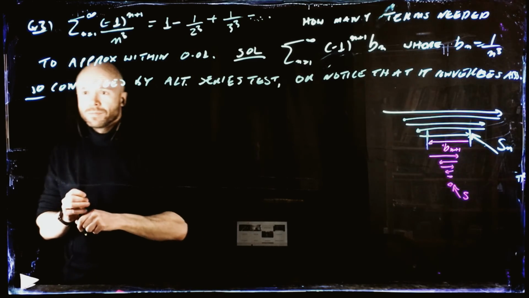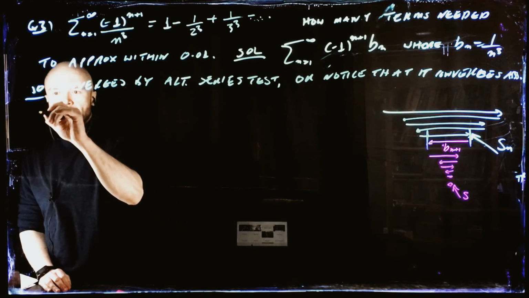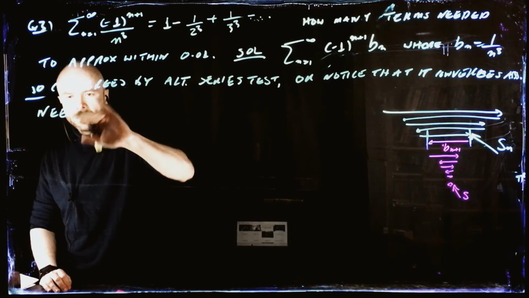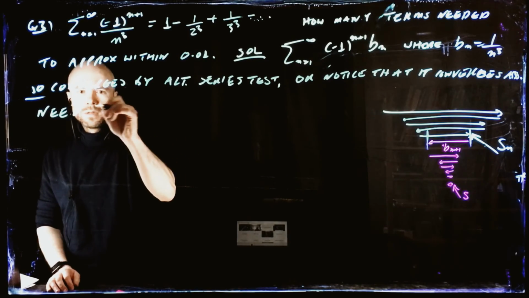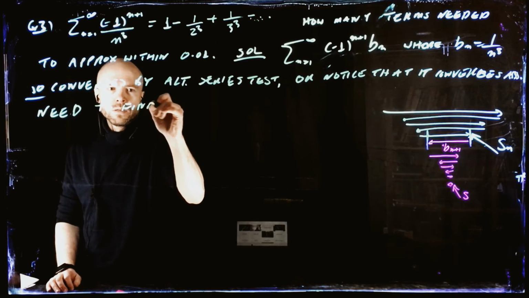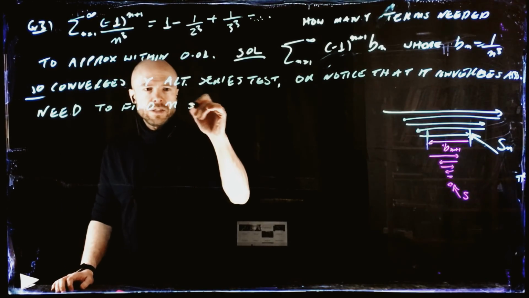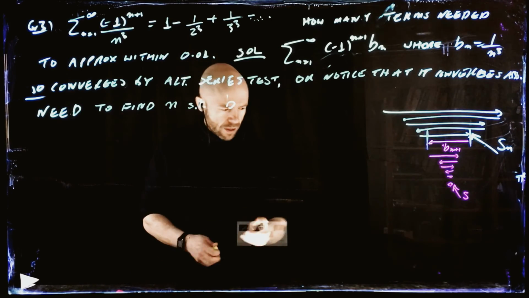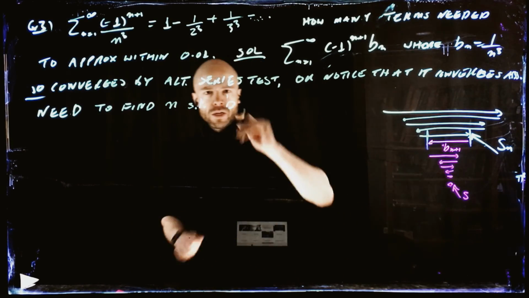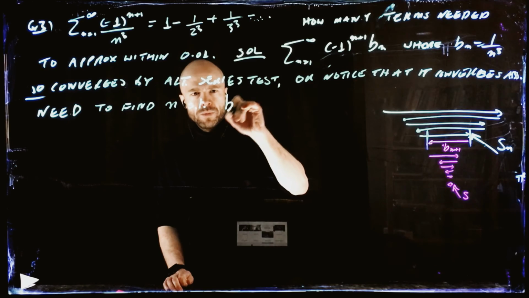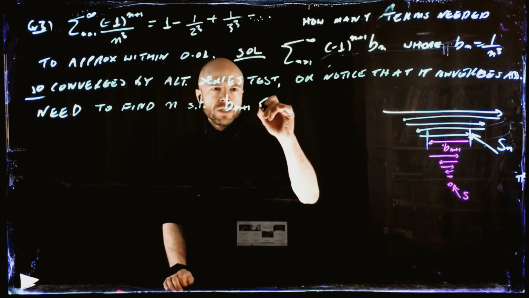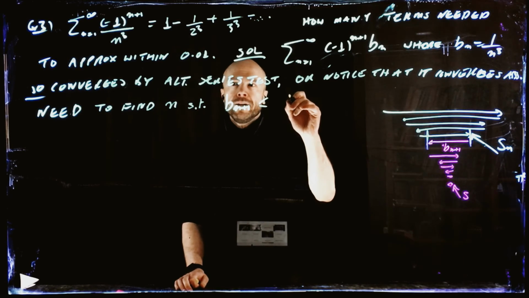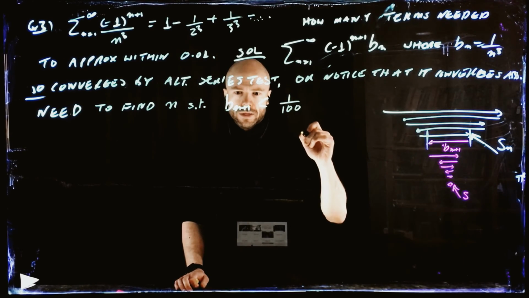So we need to find n such that Bn plus 1 is less than this error. So that is 1 over 100. That's all we need. Yeah?